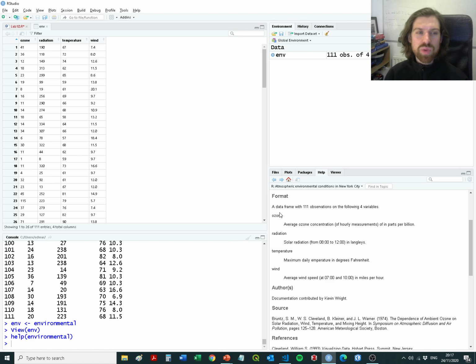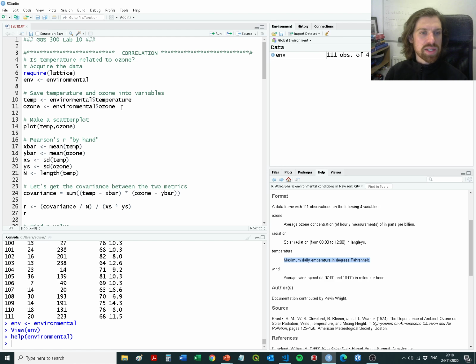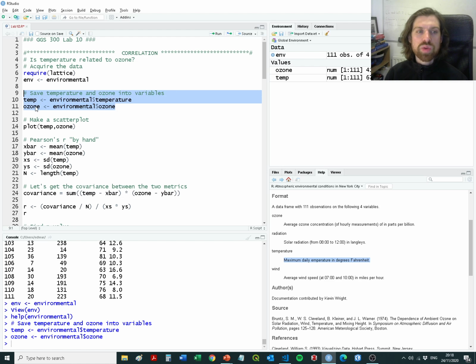What I think is important here is that we get the units, because obviously that's fundamental for what we're doing, garbage in, garbage out. So the ozone metric is the average ozone concentration of hourly measurements in parts per billion. And the other one that we're going to be looking at here is temperature. So that's temperature in degrees Fahrenheit daily. Okay. So we're not going to bother with radiation and wind today, and let's just take those metrics that we're interested in and place them into the global environment. So we've got a couple of vectors here that then we're able to start doing the correlation plots with.